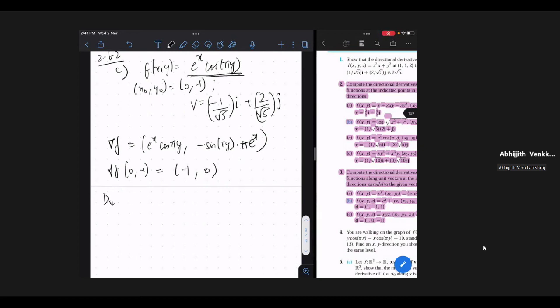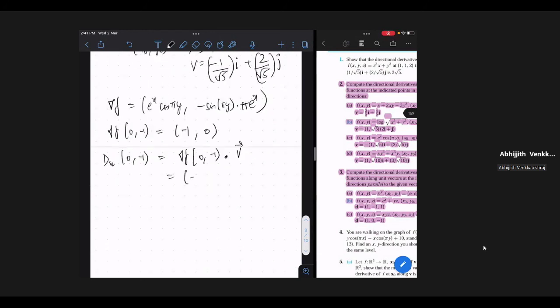So my directional derivative at the point 0 comma minus 1 is my gradient at that point multiplied with the vector they are given. This is a dot product: minus 1 comma 0 dot minus 1 by root 5 comma 2 by root 5. This is just plus 1 by root 5, and that's your directional derivative.